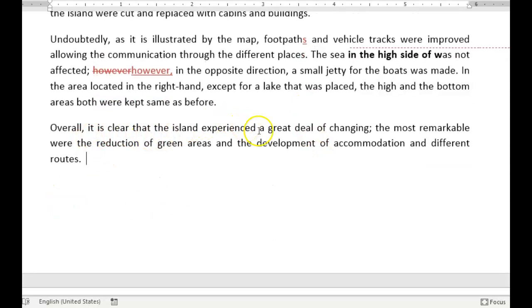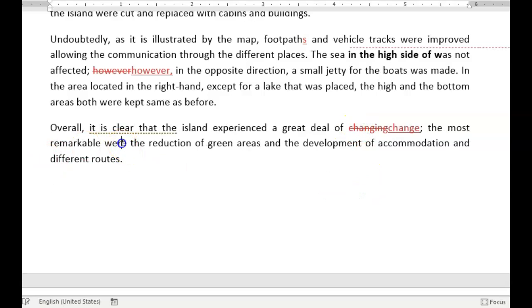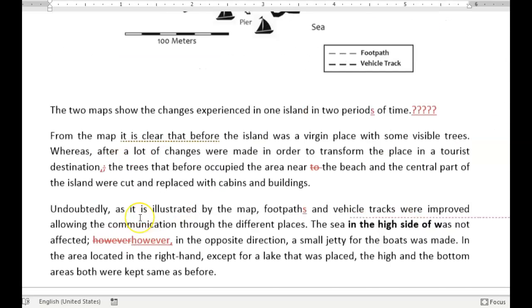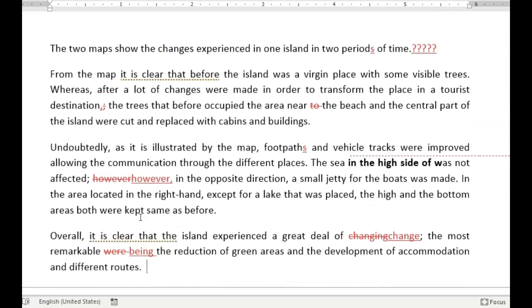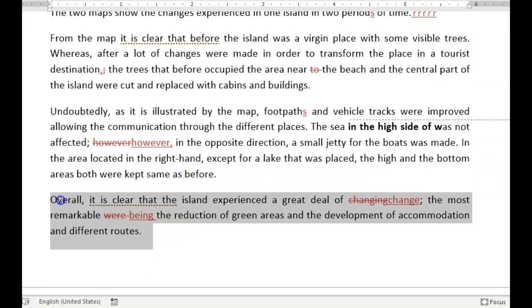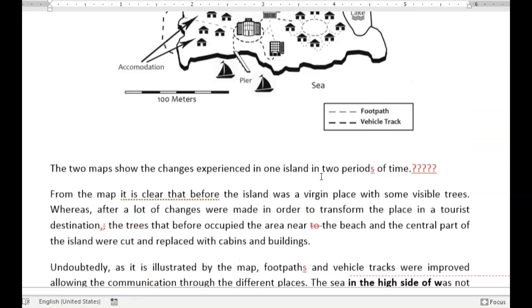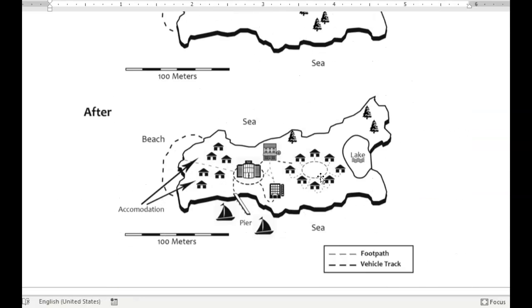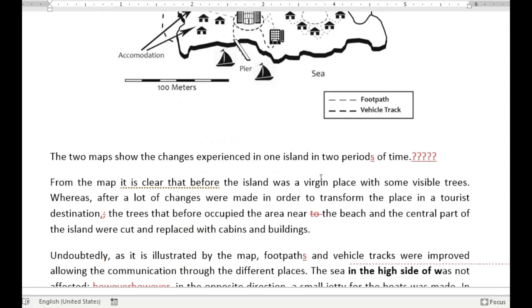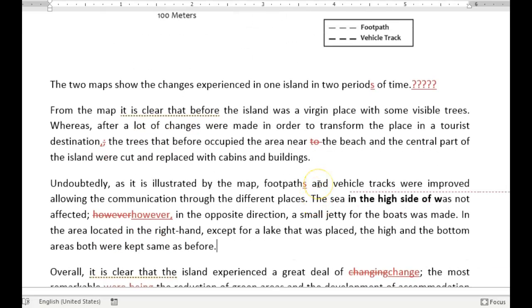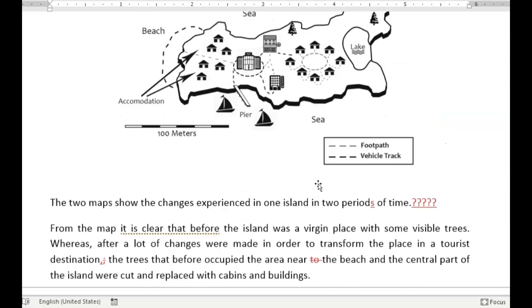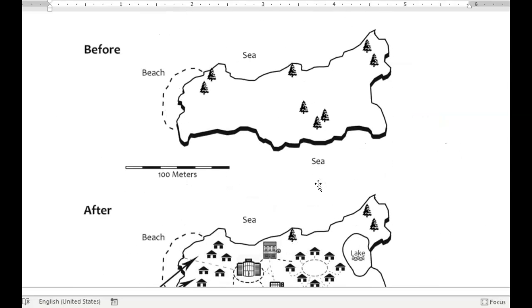So overall, it is clear that the island experienced a great deal of change, not changing, change. The most remarkable being the reduction of green areas and the development of accommodation and different routes. Okay, that's a nice overview. You have an overall okay overview, especially in the conclusion, but you really have to make sure that you manage the language appropriately to present the information that you have and focus on the right things.